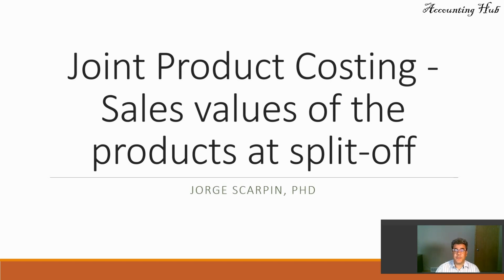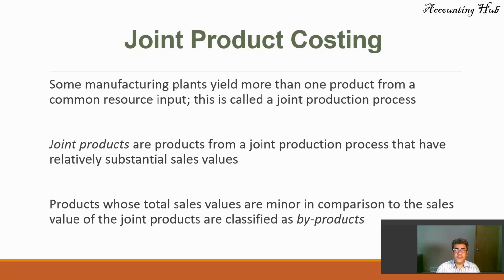Sales value of the product at split off. First of all, what joint product costing is. Some manufacturing plants yield more than one product from a common input. For instance, tuna, pork, cattle, chicken, and so on. This is called a joint production process. And also oil, we have the same for gasoline and so on.